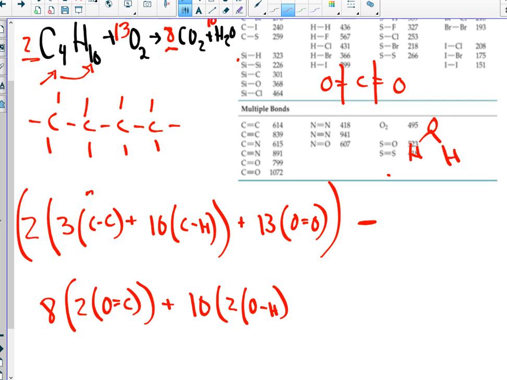CC 348. Okay, 413. What's this one? 495. 799. Is that this one? Right? And then 463. When you do all this math, 3 times 348 times 2 plus 10 times 413 plus 13 times 495. What did I do wrong? I wrote it right. I just said it wrong? Okay. When you do all this, what do you end up with?